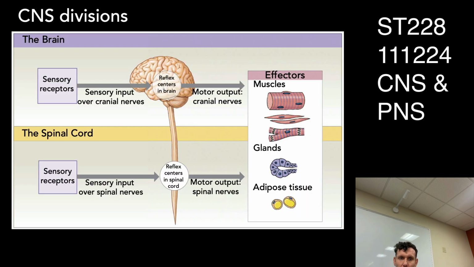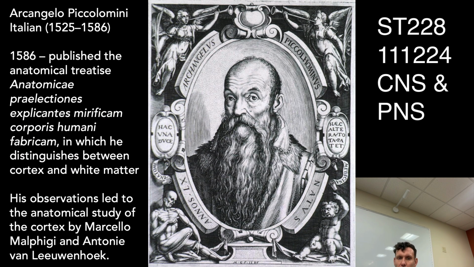So if you might remember, last time I was talking about the divisions of the nervous system, and now I want to talk about white and gray matter, what that means, and how it was that we came to understand white and gray matter and slowly began to understand the functional importance of this structural characteristic of the nervous system.